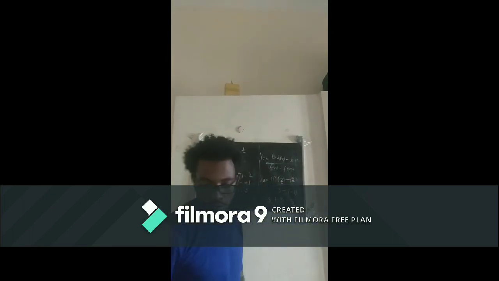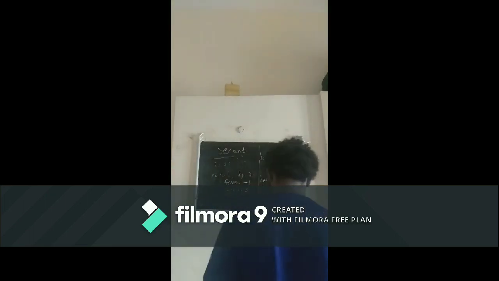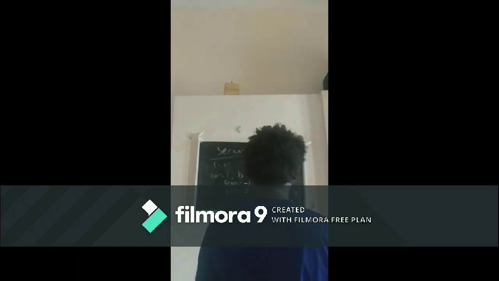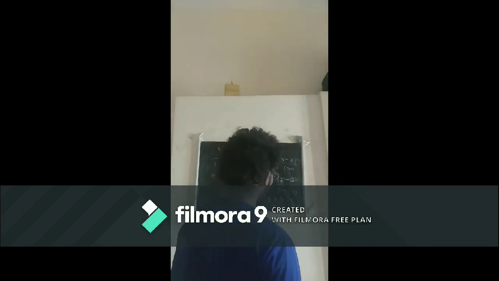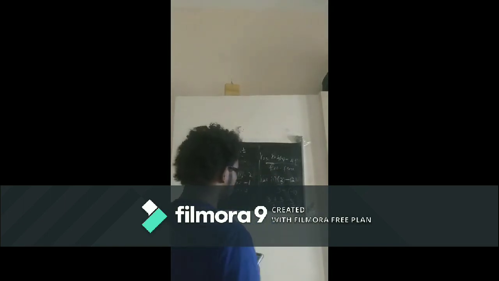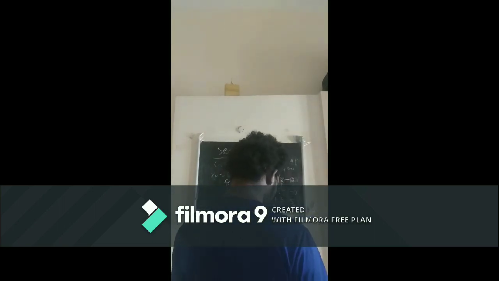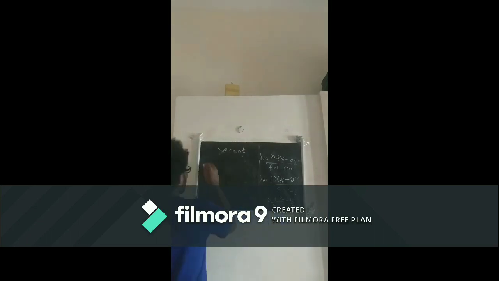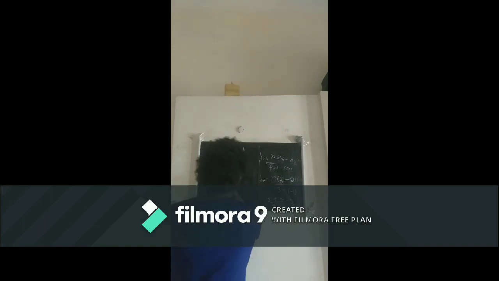How much is 5 by 4? Let us fix our calculator to 4 places after the decimal point. 5 divided by 4 is 1.25. So the x2 value is equal to 1.2500.